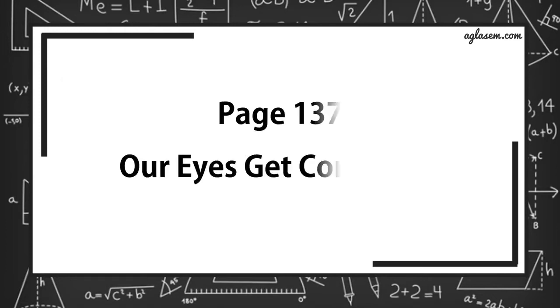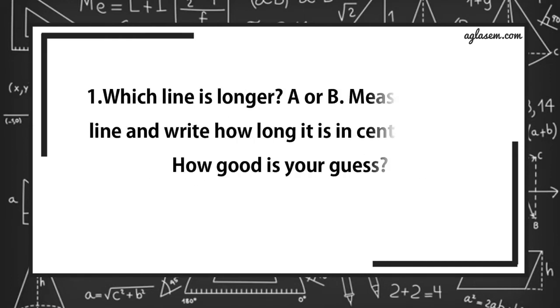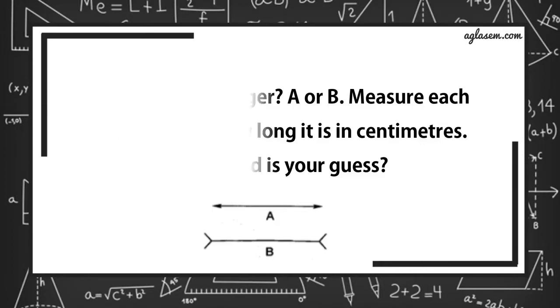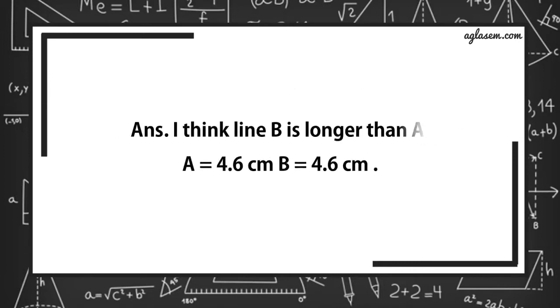Now, turn to page number 137. Our eyes get confused. Question number 1 says, which line is longer, A or B? Measure each line and write how long it is in centimeter. How good is your guess? So here is the line in front of your screen. I think line B is longer than line A.